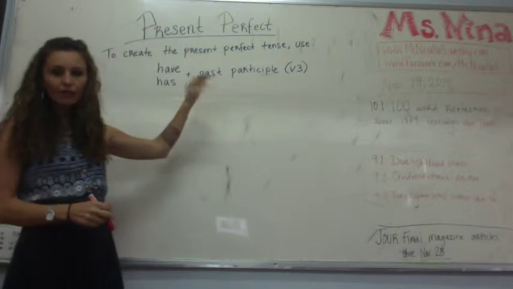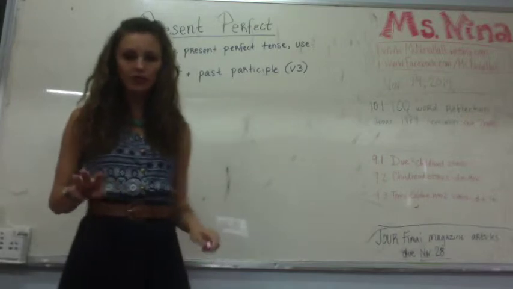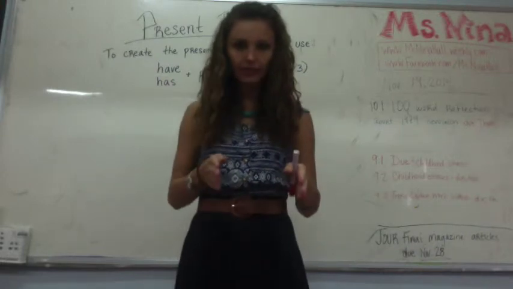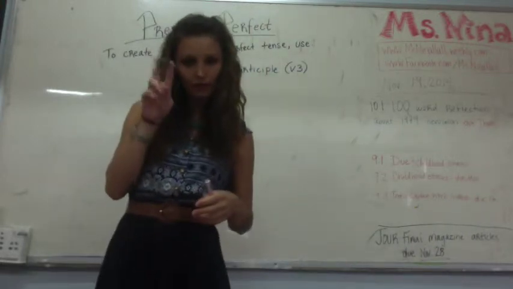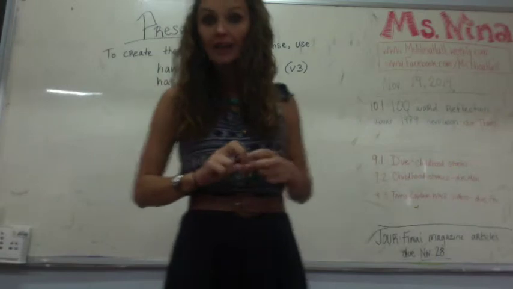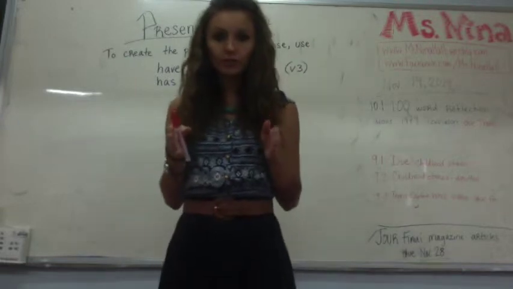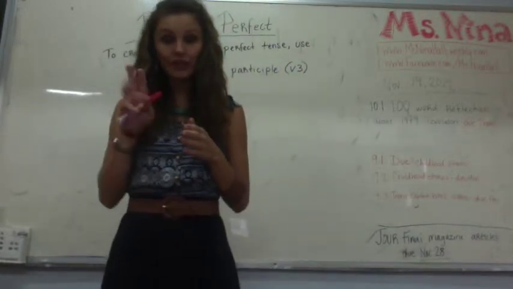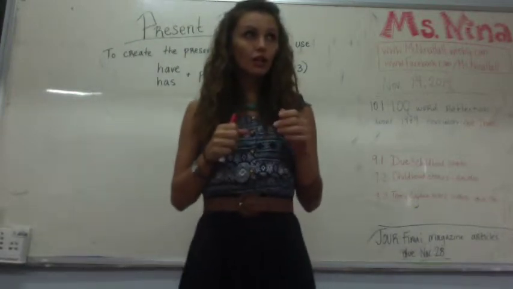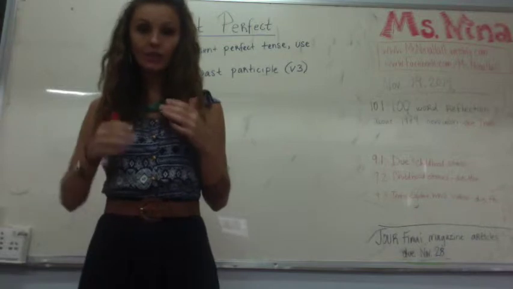Some of you guys call the past participle the V3, and that comes from your grammar worksheets, I think, that you've done in past classes, where the V1 is the present simple tense, the V2 is the past simple tense, and so then the V3 is the past participle. So that's things like write, wrote, written. Written is your V3, or your past participle. Or swim, swam, swum. Swum is your past participle.